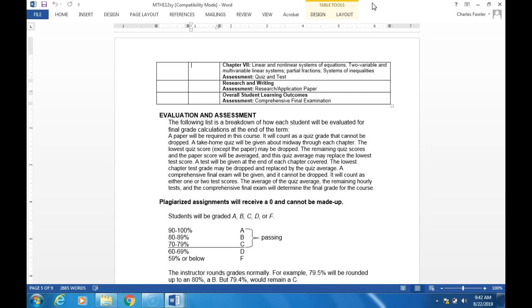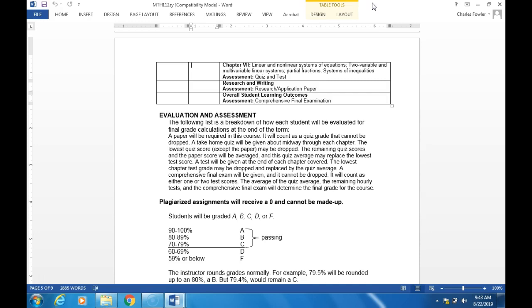Then that will enable you to have something that, if you do blow a test score, I will replace that low test score with the quiz average, okay? Tests will be given at the end of each chapter. The lowest test grade may be dropped and replaced by the quiz average. If it helps your overall grade, I do it. If it doesn't, if that quiz average was really lousy and your tests were better, I keep the test, okay?